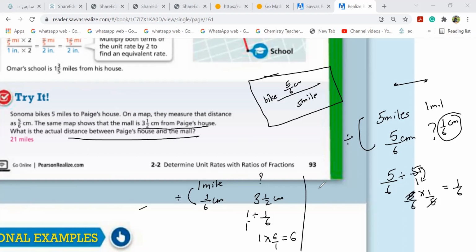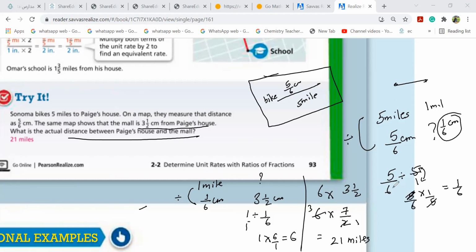This 6, you'll multiply with 3.5. Let me open this 3.5. How do you open this? 7/2, if I'm not wrong, right? You can do this with the calculator also, or else 2 times 1, 2 times 3, and you get 21 centimeters, 21 miles. You get 21 miles. If you did not get it, I will explain from the beginning, girls.